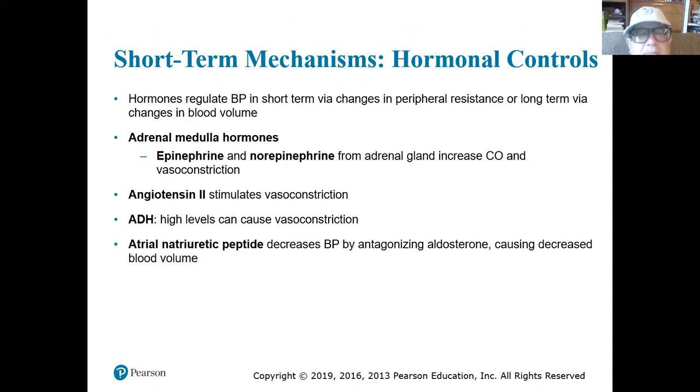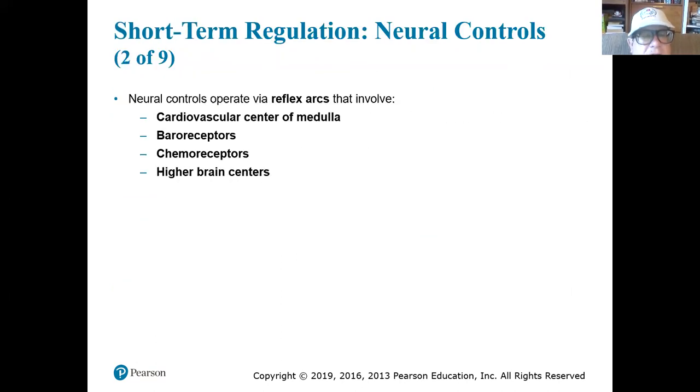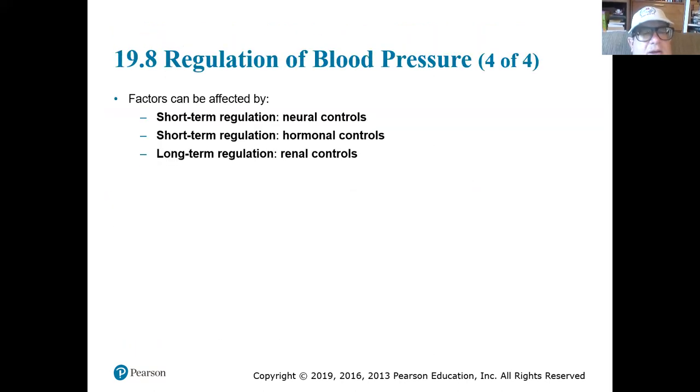Hormones regulating blood pressure. That's also short term, just like the neural is short term. The only long-term regulatory mechanism we have here is the kidney. I shouldn't say that hormones are short term. I'm calling it that because the book did it back here. So I'm saying short-term control.